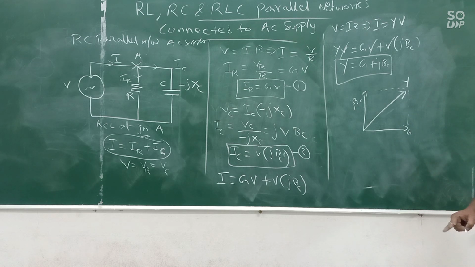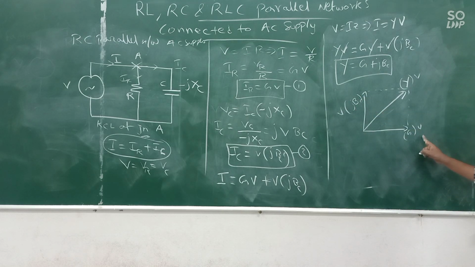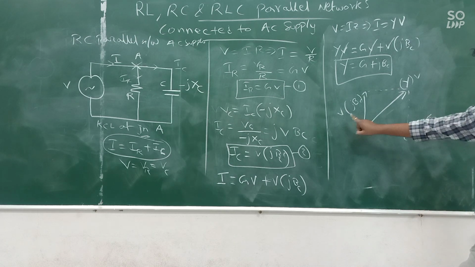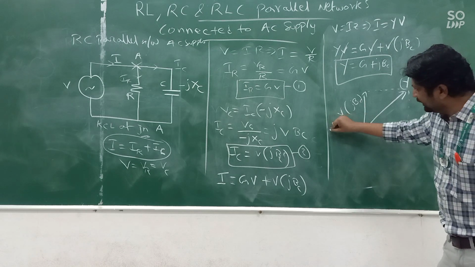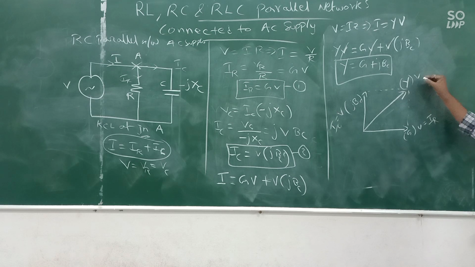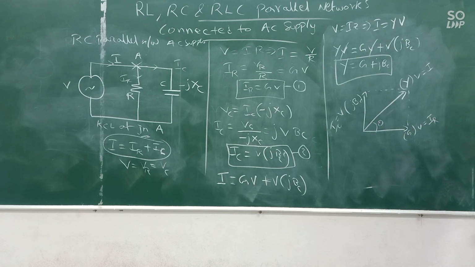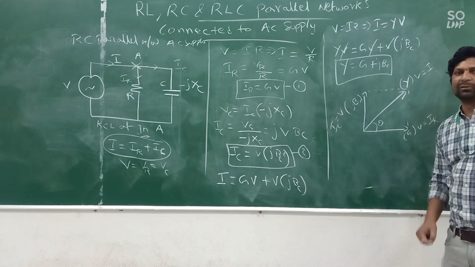For the same vector, if I multiply all the parameters with voltage V: conductance into V is nothing but the current flowing in the resistor. Voltage into capacitive susceptance is nothing but the current flowing in the capacitance. Admittance into V is nothing but the supply current I. And this is the phase angle between the admittance, or the current, with respect to the reference. So this is the vector diagram with respect to the current equation.